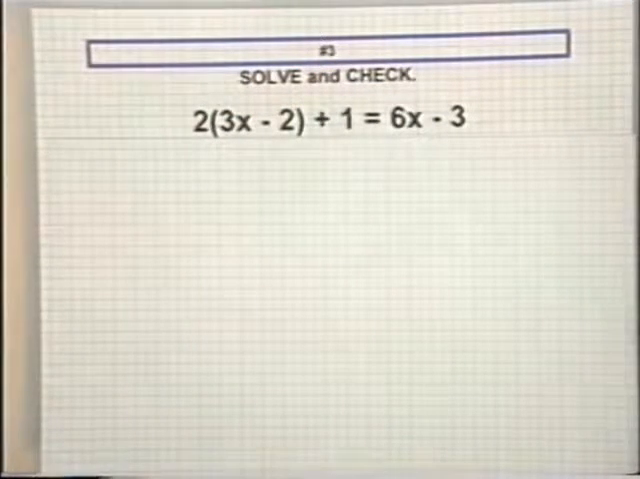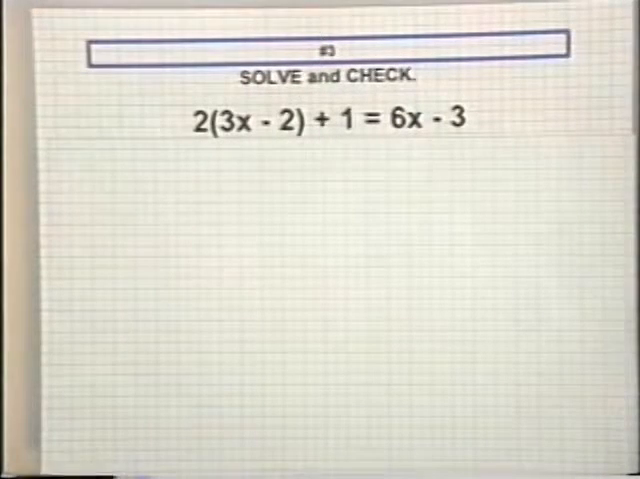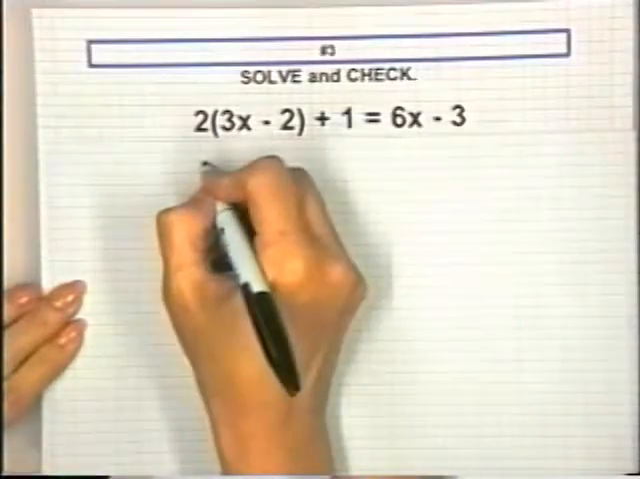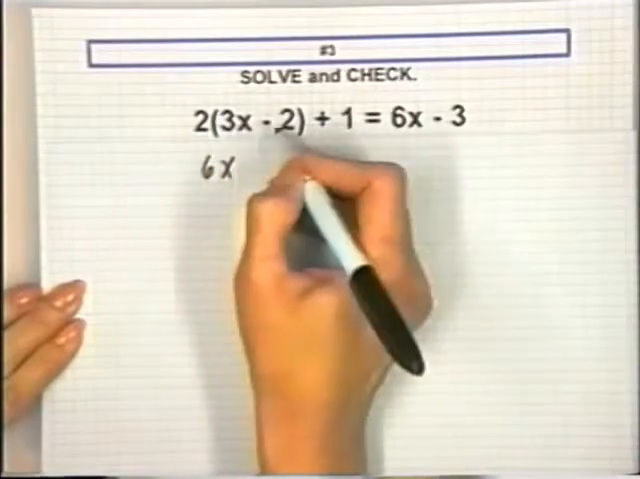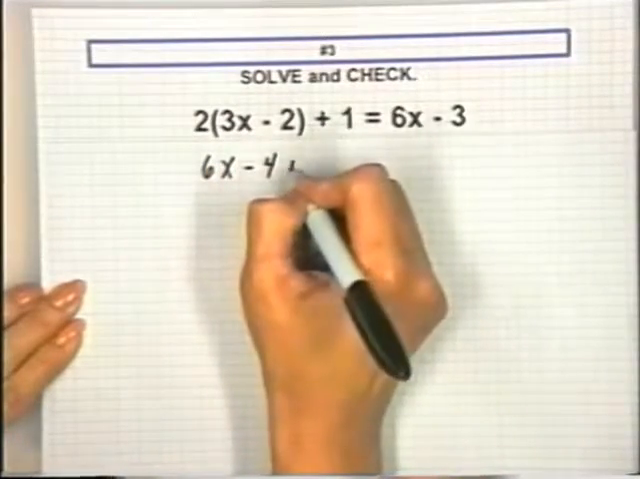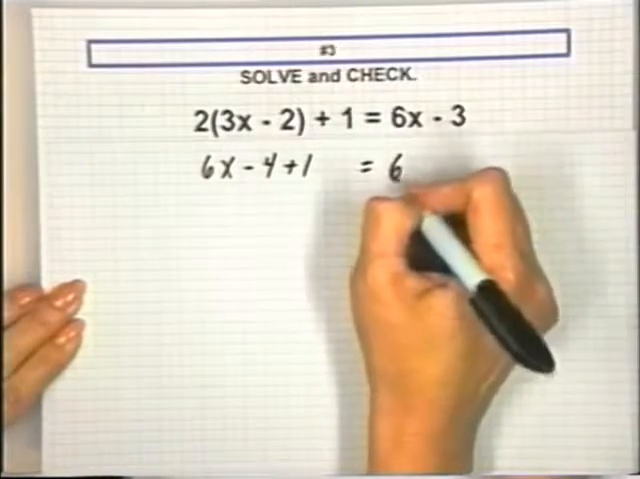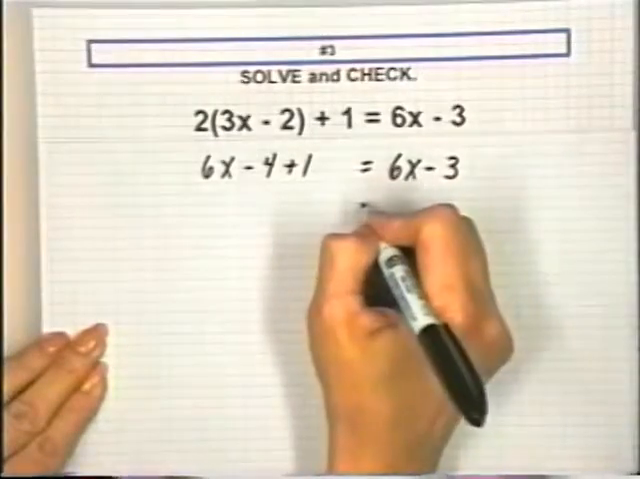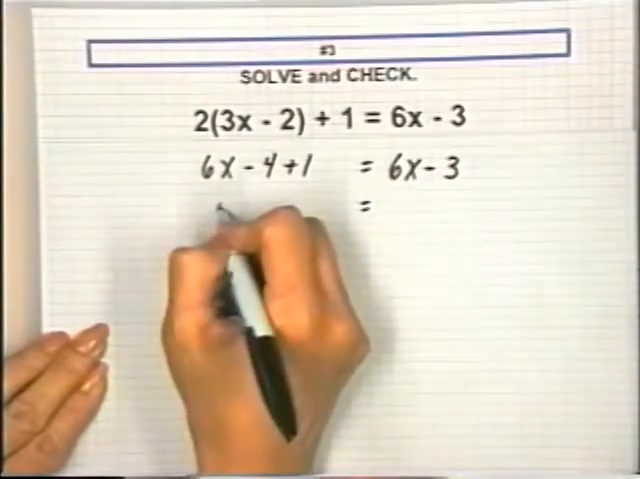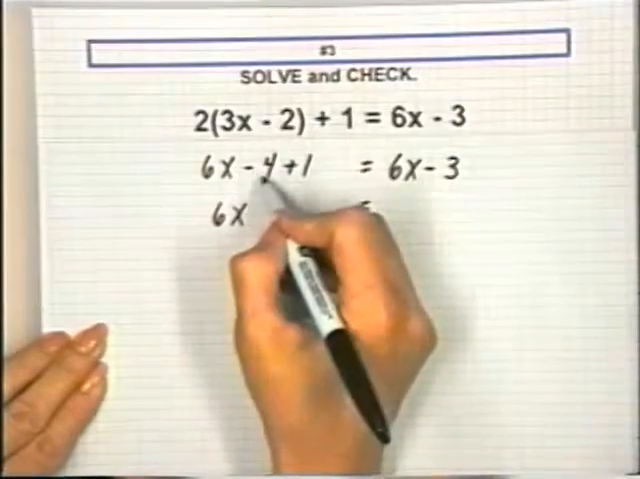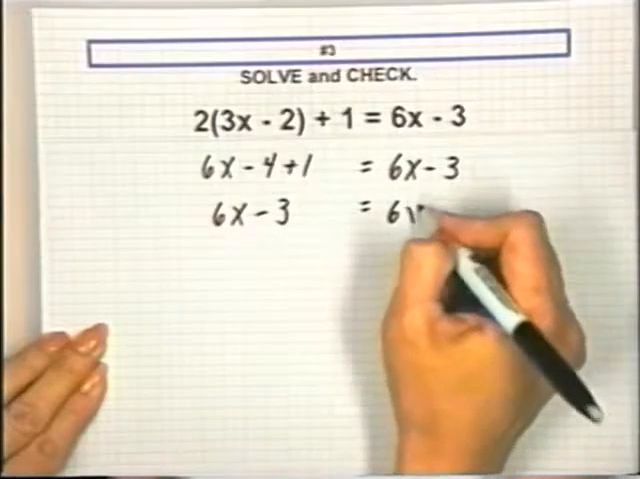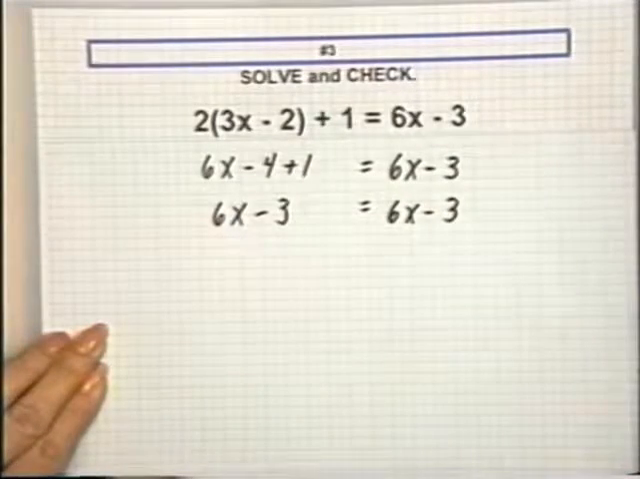It is a linear equation. I want to get x by itself. My first step is to remove the parentheses. I will distribute the 2. 2 times 3x is 6x. 2 times negative 2 is negative 4 plus 1 equals 6x subtract 3. There are no fractional coefficients. Combining like terms, I have 6x minus 4 plus 1 gives me a negative 3. On the other side of the equation, I have the 6x subtract 3.